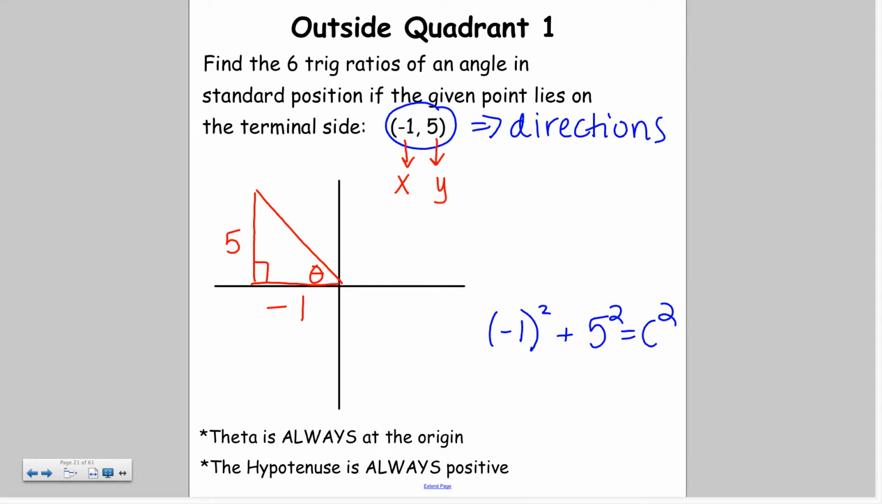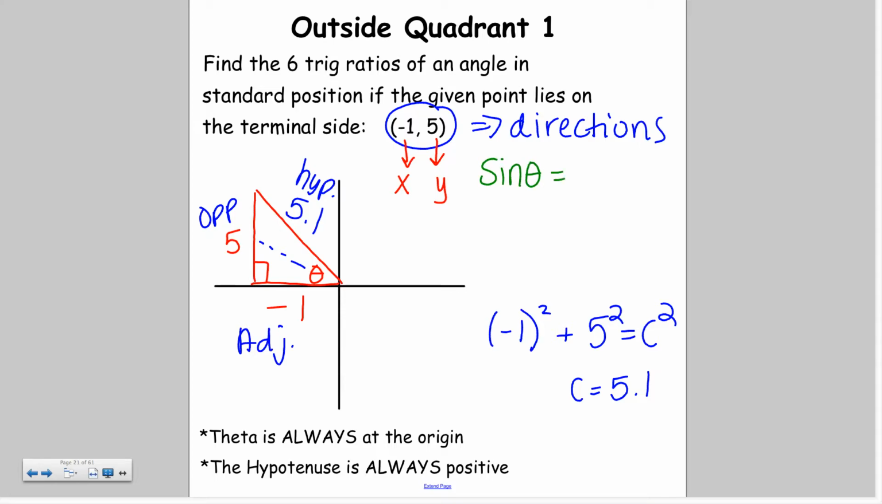The other thing to remember is your hypotenuse is always positive, no matter what. So when I do Pythagorean theorem here, I end up with a hypotenuse of √26. Now I'm going to label opposite, adjacent, hypotenuse. So there's the opposite, there's the adjacent side, there's my hypotenuse. Now I can identify my 6 trig functions.